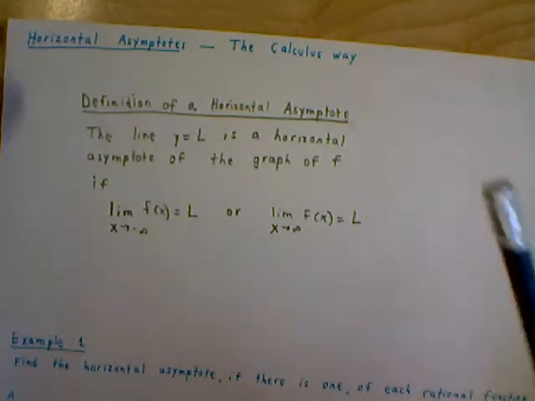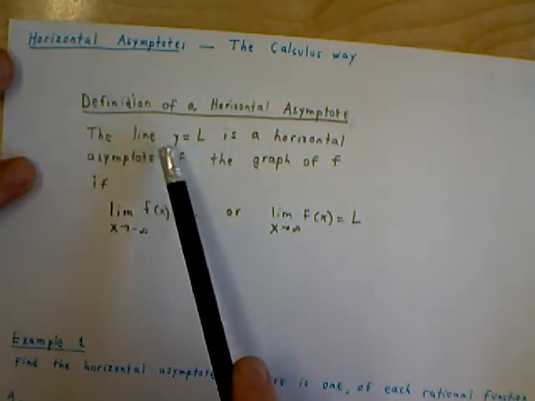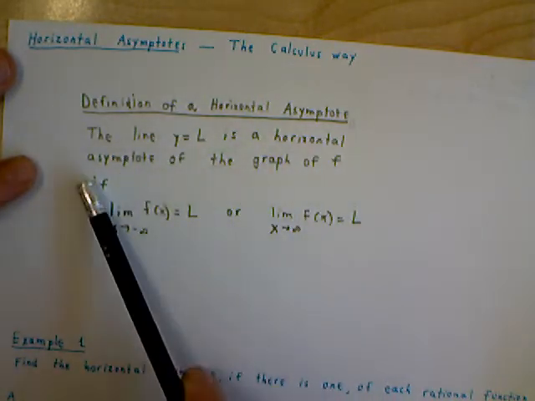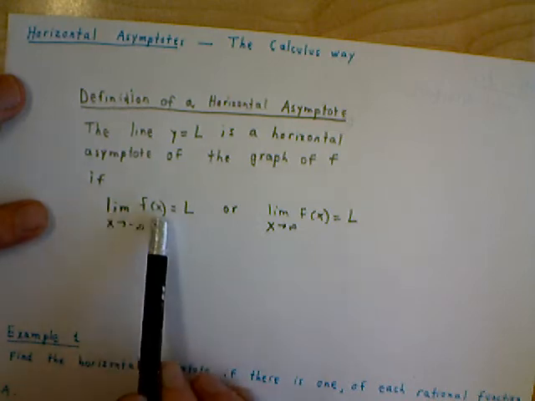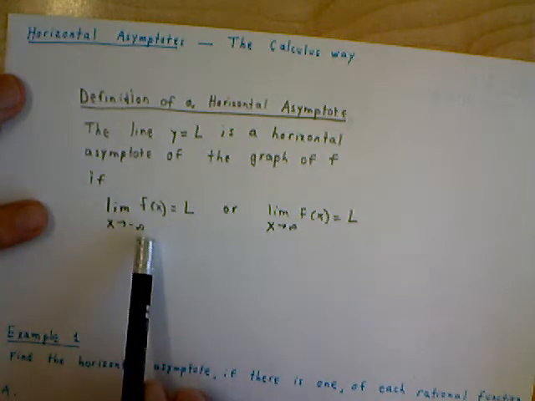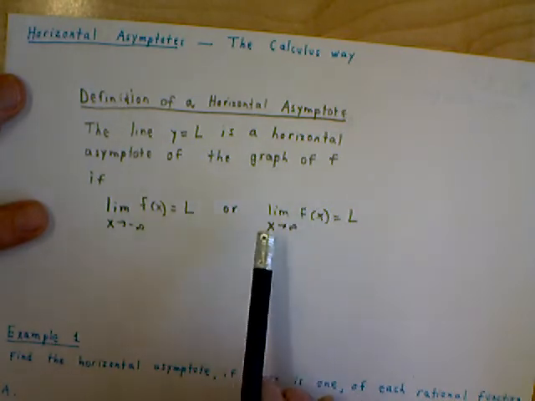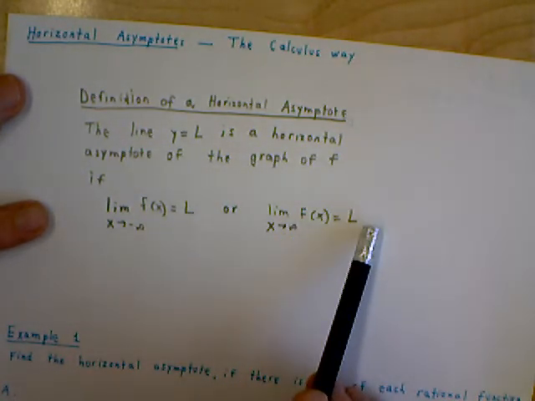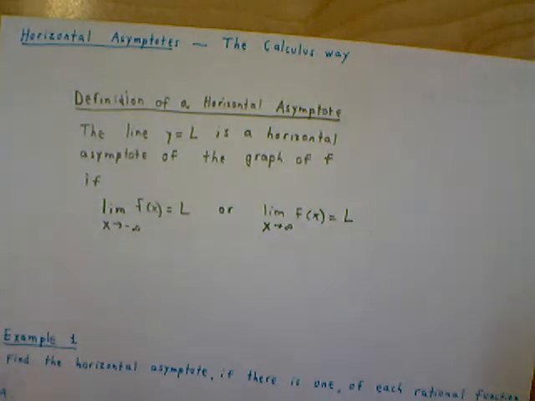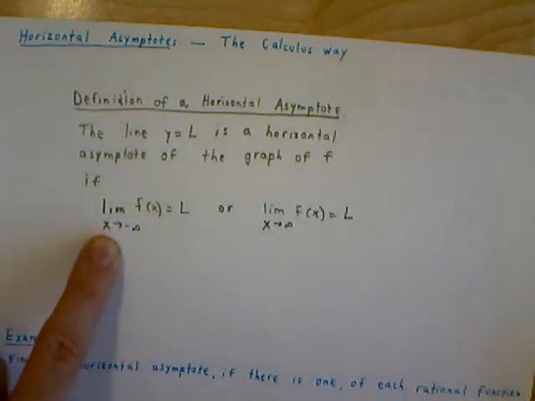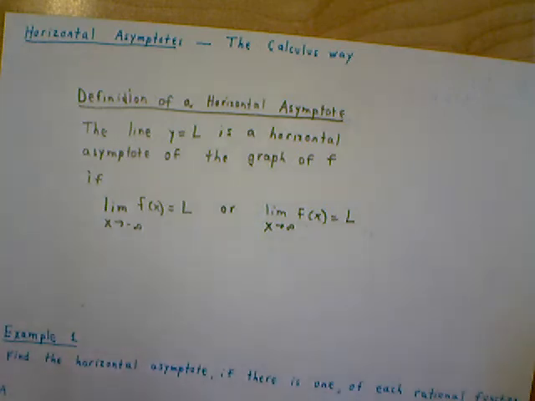Alright, the definition of a horizontal asymptote. The line y equals L is a horizontal asymptote of the graph of f if the limit of f of x as x approaches negative infinity is equal to L, or if the limit of f of x as x approaches infinity is L. So in other words, if you want to find a horizontal asymptote, you can choose to find the limit as you approach negative infinity or the limit as you approach infinity, and it will give you the asymptote.